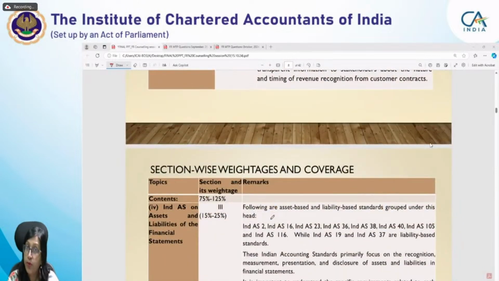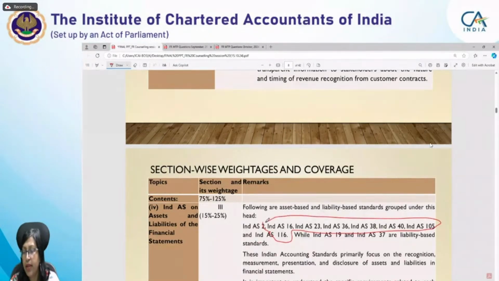Now we move on to section 3. Section 3 is on your asset and liability based standards. This section has the maximum number of standards because it is having 8 standards on assets and also 2 standards on liabilities. So these are the 8 standards on your asset based standards, and you are having 2 standards on your liabilities. So 1, 2, 3, 4, 5, 6, 7, 8. Yes, 10 standards in this particular section.